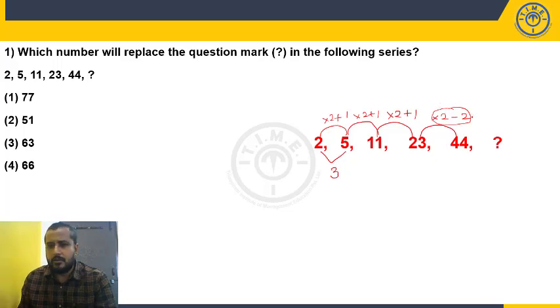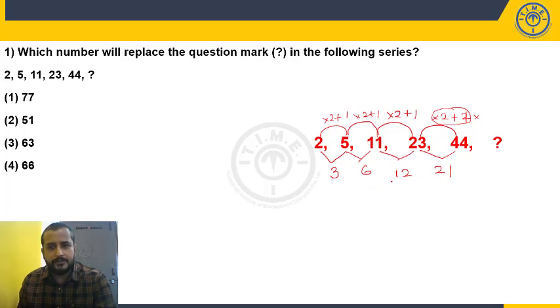So I cannot apply this logic. Then I can go ahead with the difference. If in this case also it were into 2 plus 1, then definitely I could apply the same logic, but here it is different. So 2, 5 difference is 3. And 5, 11 difference is 6. And 11, 23 difference is 12. 23, 44 difference is 21. So 3, 6, 12, 21.